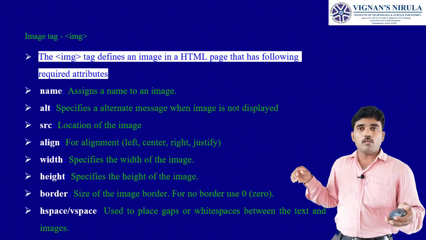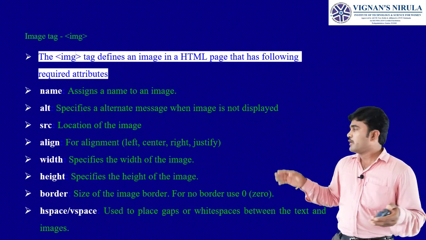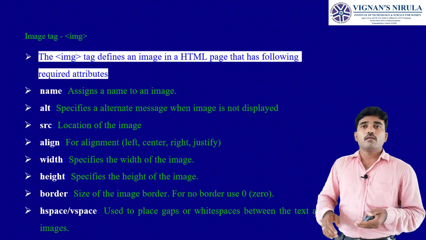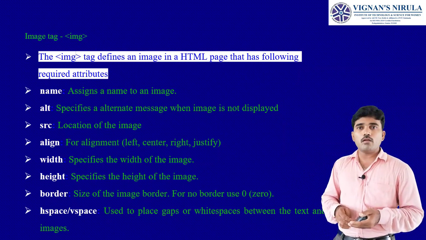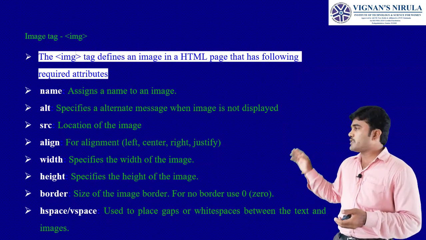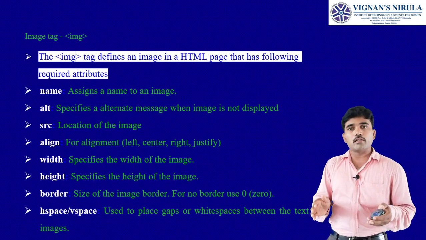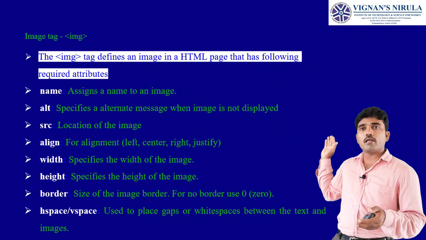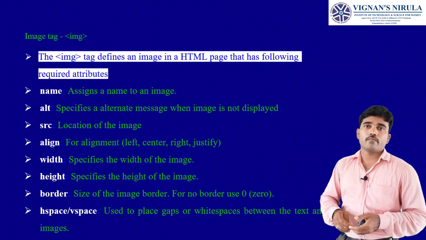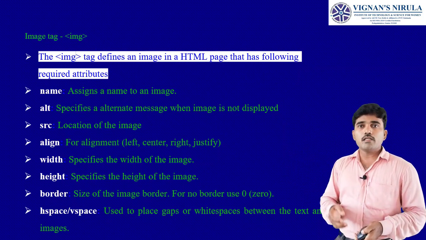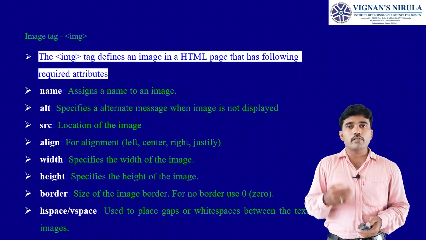And coming to the next one, there is HSPACE or VSPACE. It means horizontal space or vertical space. It is used to place space between the text and the image along the horizontal direction and along the vertical direction. Understand? So these are all the different attributes that you can use.